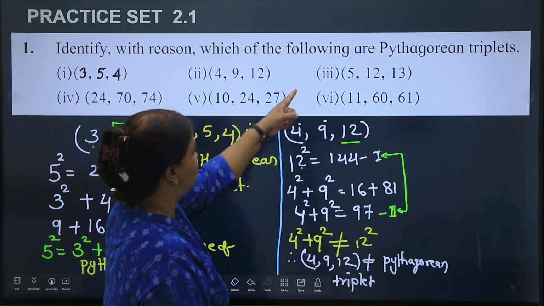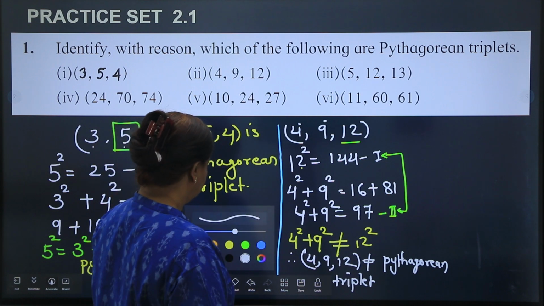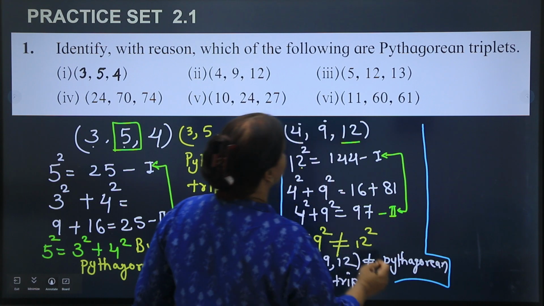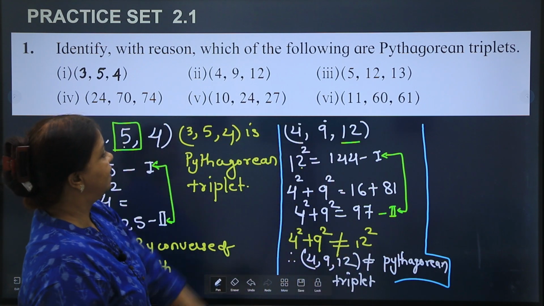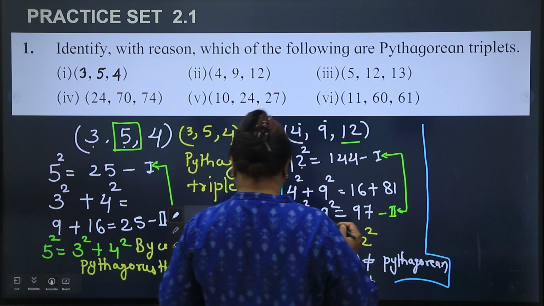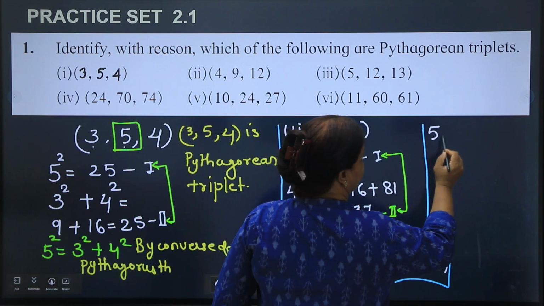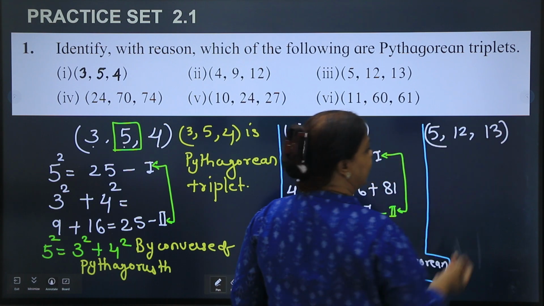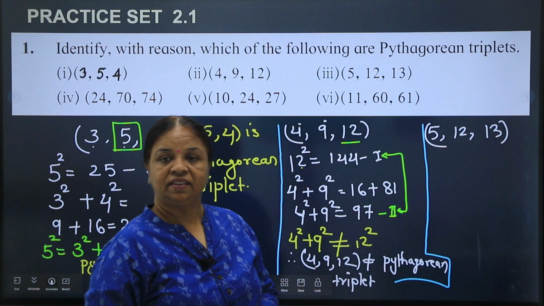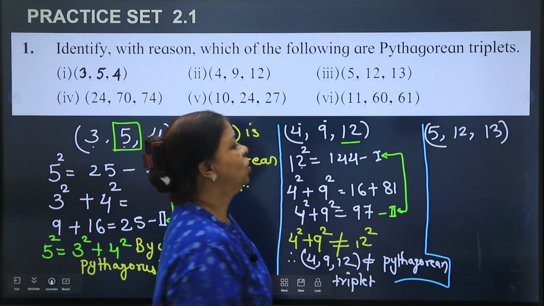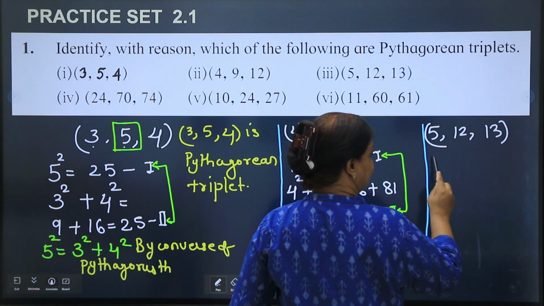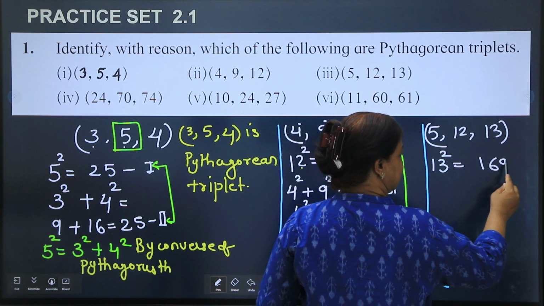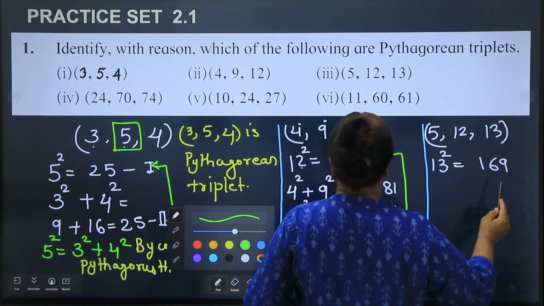Let's move to the third question, children. The third question says the numbers are 5, 12 and 13. Which is the greatest number here? 13 is the greatest number. So let's take the square of 13. Square of 13 is equal to 169, children. And this will be 1.